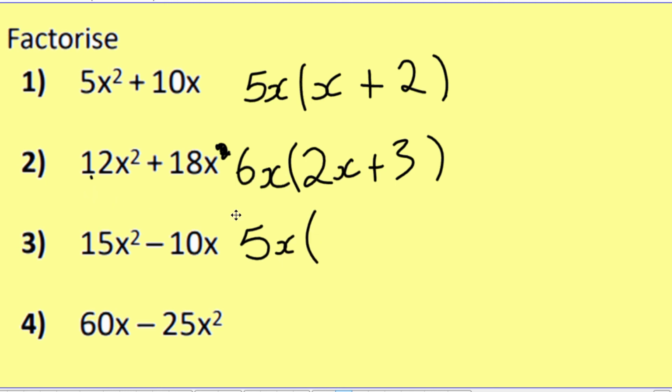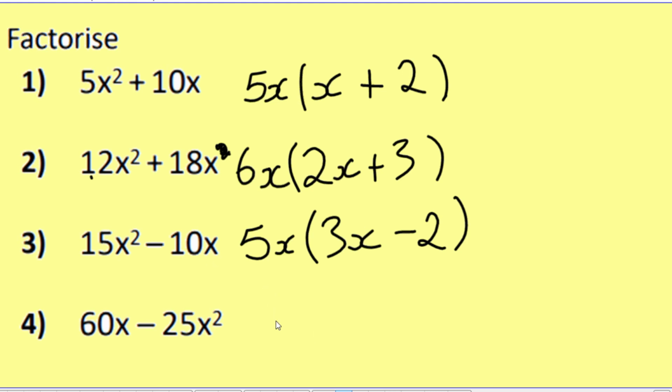Okay, so now we've got how many 5s in 15, which is 3. And because I need to make x squared, I need to put another x there. And I need to make minus 10x. Well, I've got 5. To make a minus 10, I'm going to have to multiply by a minus number. To make minus 10, I'm going to have to multiply by minus 2. 5 times minus 2 is minus 10. We've already got the x there, so it's going to give us minus 10x.